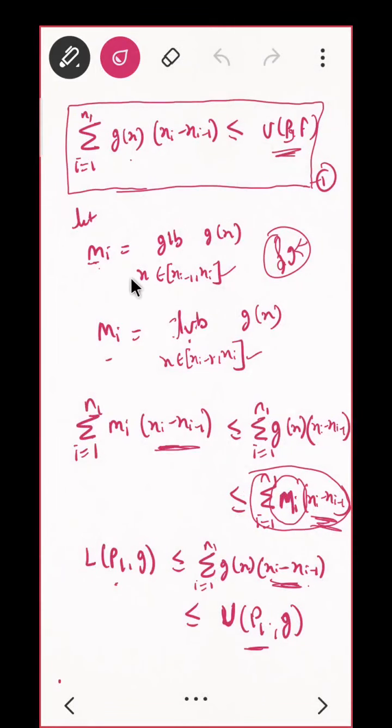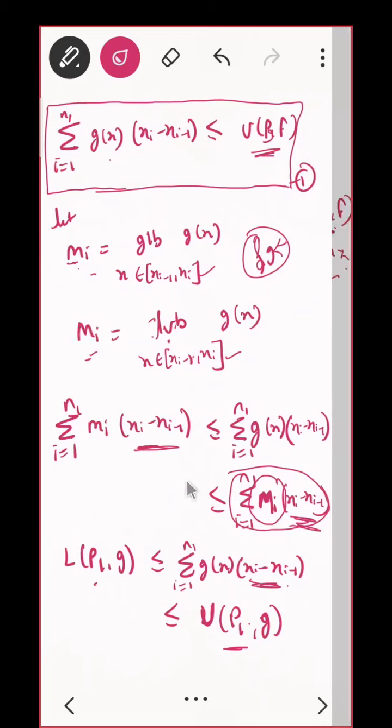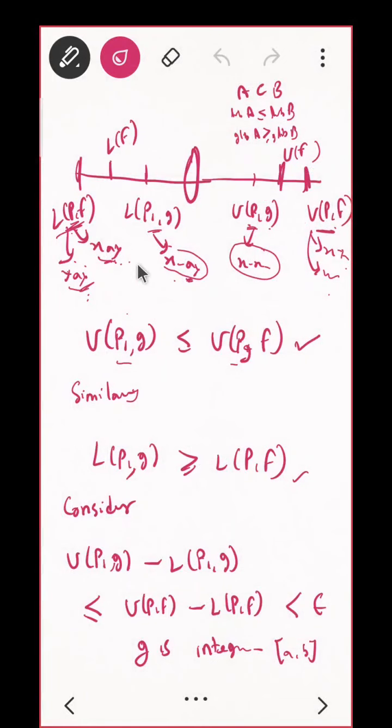Next, define small mi equal to the glb of the function. See, this small mi doesn't have any relation with j, that is, it doesn't belong to y, because we have the actual area with respect to y. So the approximation is only with the x axis now. That will form a new partition, that is P1g. You can see from the diagram, this is LPf, this is UPf.